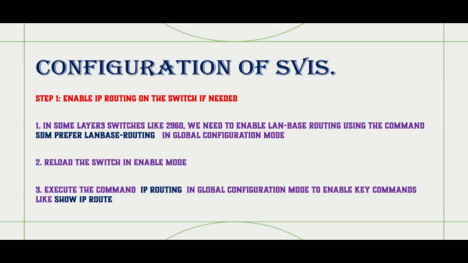Configuration of SVIs. Step 1: enable IP routing on the switch if needed. 1. In some layer 3 switches like 2960, we need to enable LAN-based routing using the command SDM prefer LAN-based routing in global configuration mode. 2. Reload the switch in enable mode. 3. Execute the command IP routing in global configuration mode to enable key commands like show IP route. However, the SDM prefer command is not needed if enabled in the switch by default.